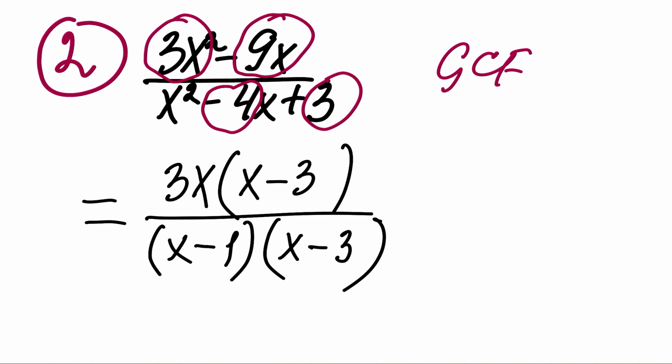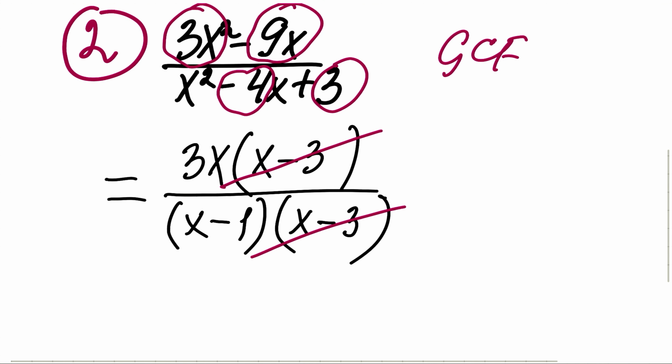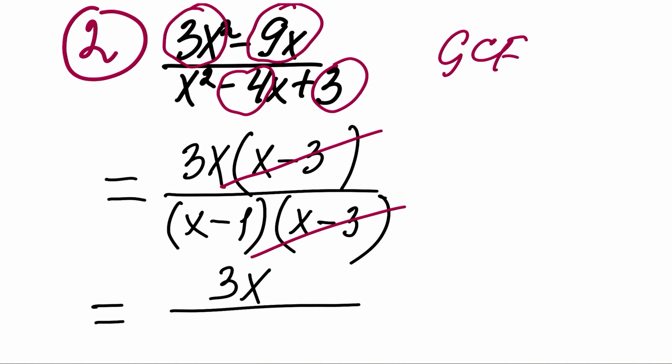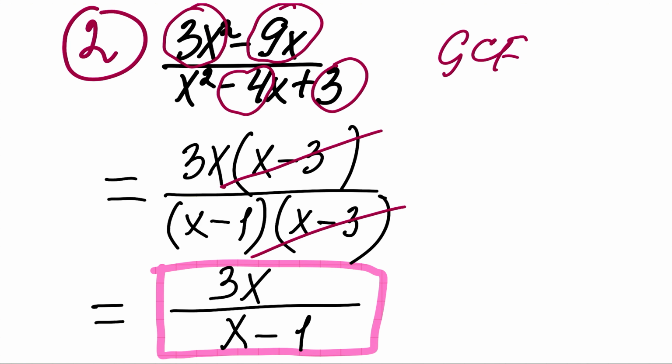So let's check. Negative 1 times negative 3, it's positive 3. Alright, the first requirement taken care of. Let's check the second requirement. So minus 1 plus minus 3, that would leave you with negative 4. Perfect. And again, magic happened. We have the same factor, x minus 3 and x minus 3. So your expression simplifies to 3x on top, and we have x minus 1 on the bottom. So that's the lovely answer for the second one.